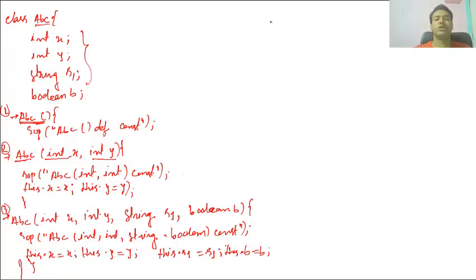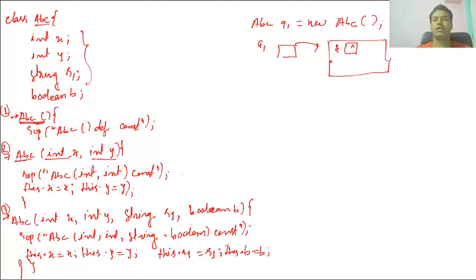So I'll create some object, say ABC A1, by using the default constructor, new ABC. Then how does this memory get allocated? So this is A1 and it creates an object, and inside this object you have 4 instance variables. X gets default, Y gets default, S1 gets default, that is null, and B also gets default, that is false, right? So the address of this is 1040 and it is stored into A1.